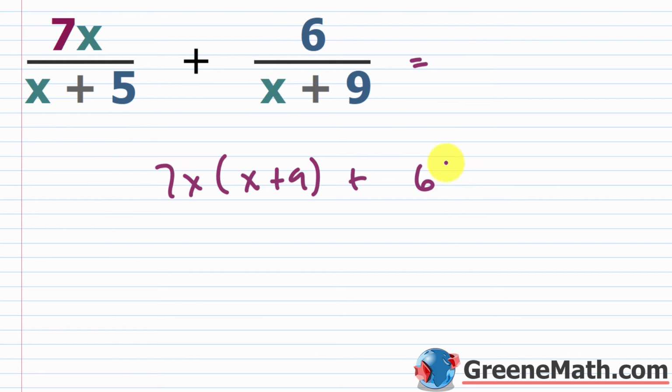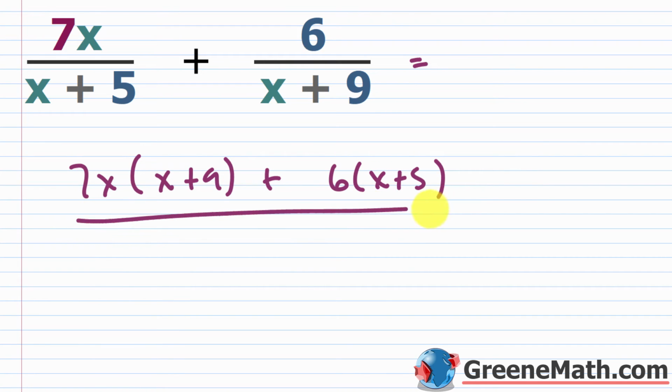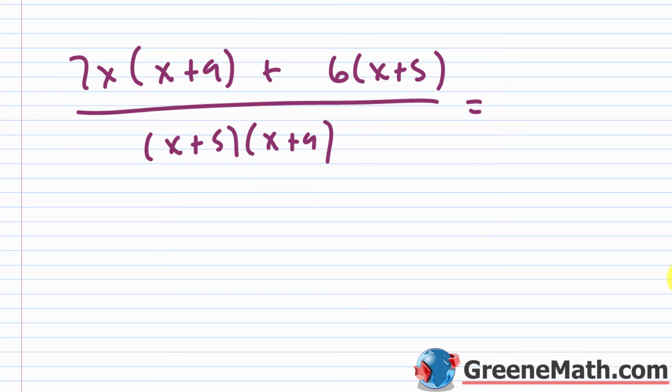I need to multiply by this guy, so the quantity x plus 5. Let me move this down a little bit. Put this over. The quantity here, x plus 5, times the quantity here, x plus 9. Okay, so let's see what this is going to be equal to.